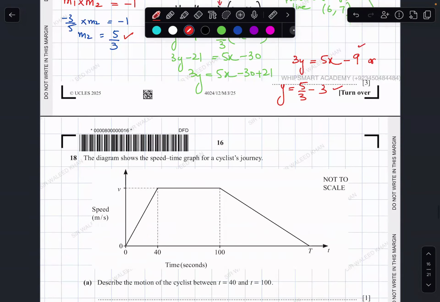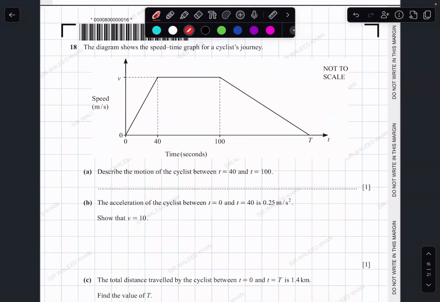Next, question number 18. The diagram shows a speed time graph for a cyclist. Switch on your cameras, Ismail, Amar, Anur. Describe the motion between T40 and T100. Over here, they are asking about this portion. Is there anything changing with relation to speed? Or is the speed the same throughout from 40 to 100?